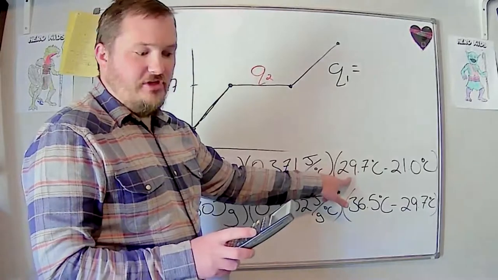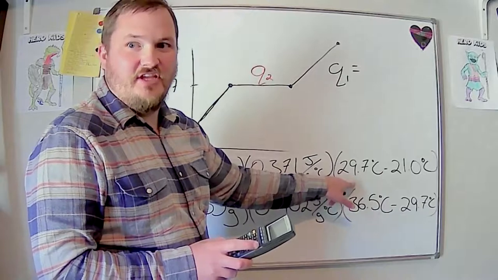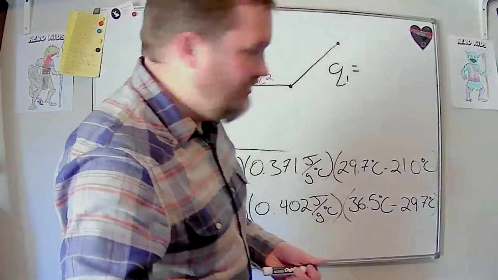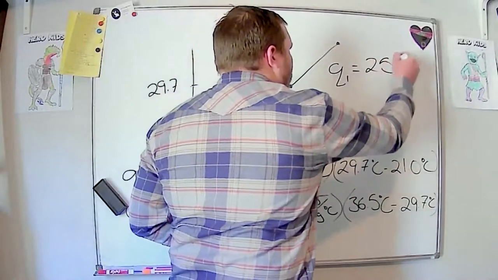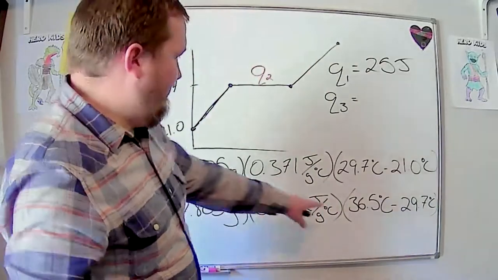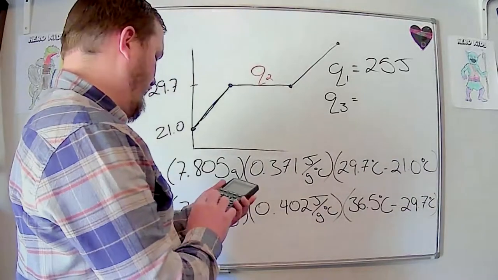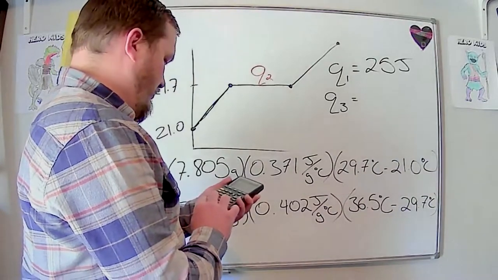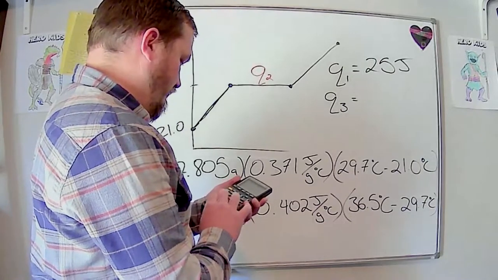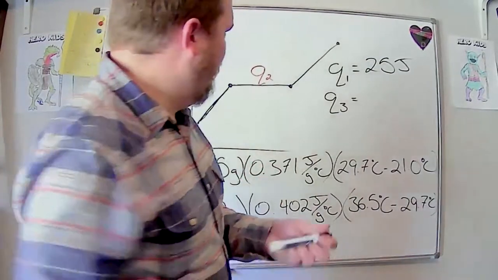Actually, our temperature change is only going to be 2 sig figs, right? Once we do this subtraction, we need to keep the uncertainty in the tens place. So our Q1 is only going to have 2 sig figs now. So 25 joules. Q3 is going to have the same problem here. Our delta T is only going to be 2 sig figs. So we're going to wind up with 2 sig figs as well for there. I get 21 joules for Q3.